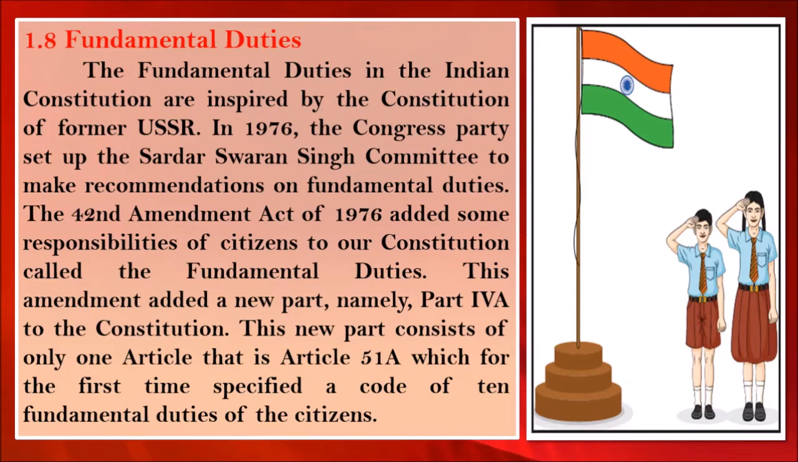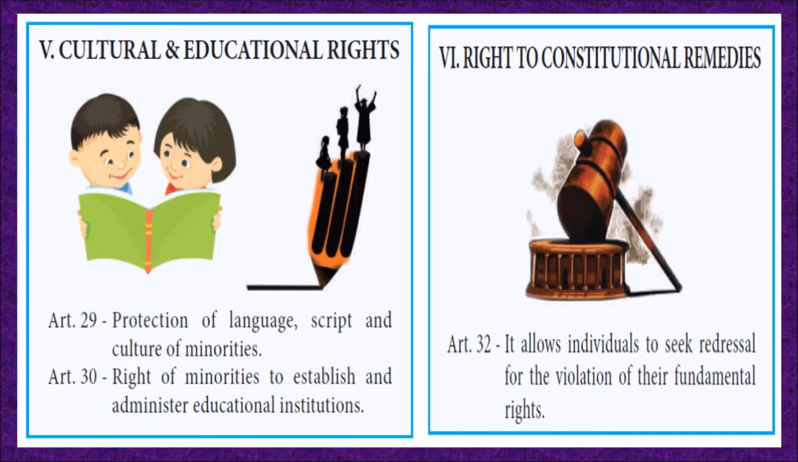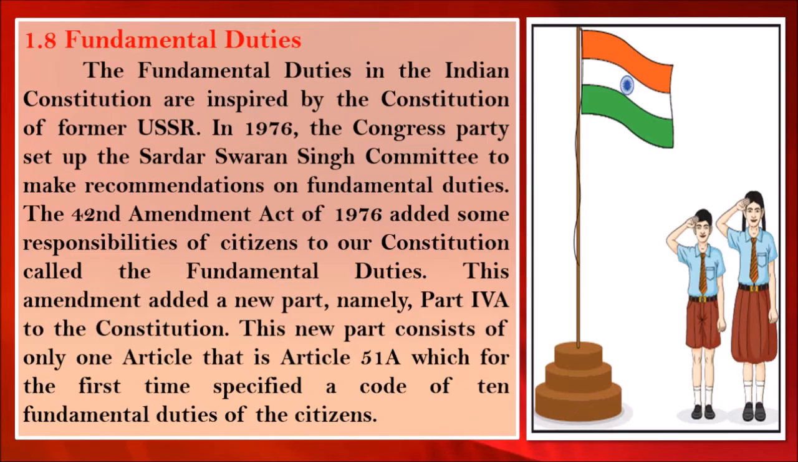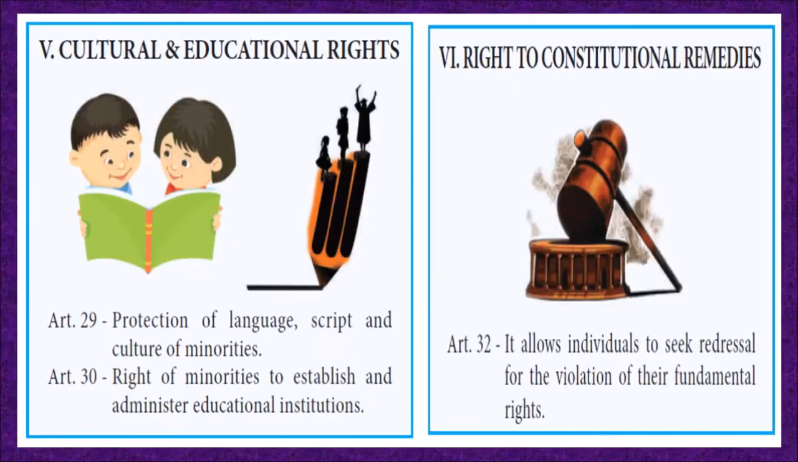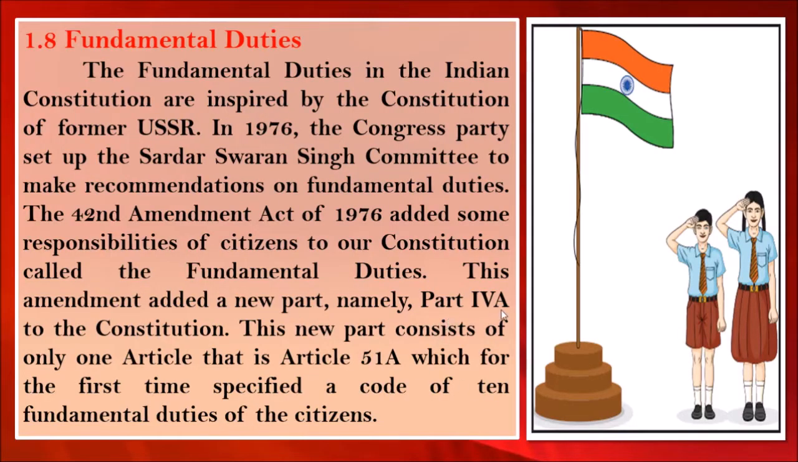This amendment added a new part, namely Part IVA, to the constitution. This new part consists of only one article, that is Article 51A. As we have seen in all these parts, this is Part 4A, children. In all these parts we have seen so many articles, but here in Part 4A of the constitution, it has only one article, and that is Article 51A, which for the first time specified a code of 10 fundamental duties of the citizens.